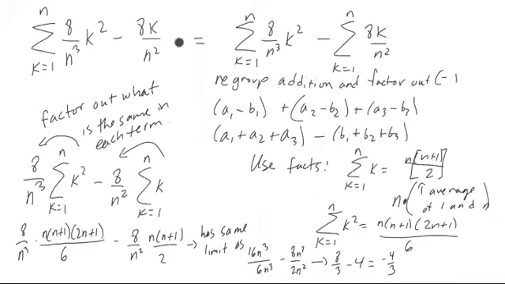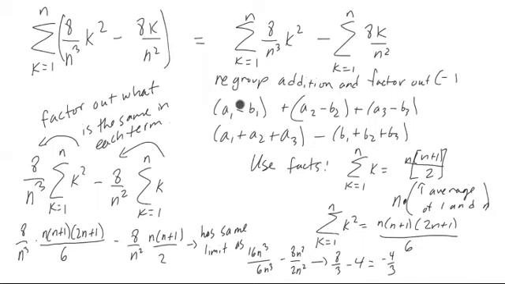Okay, let's finish out this example. This is what we obtained in the last video. So this right here, if we regroup the addition, because we're adding a bunch of things which are something minus something else, for example, this minus this, that minus that, whatever.